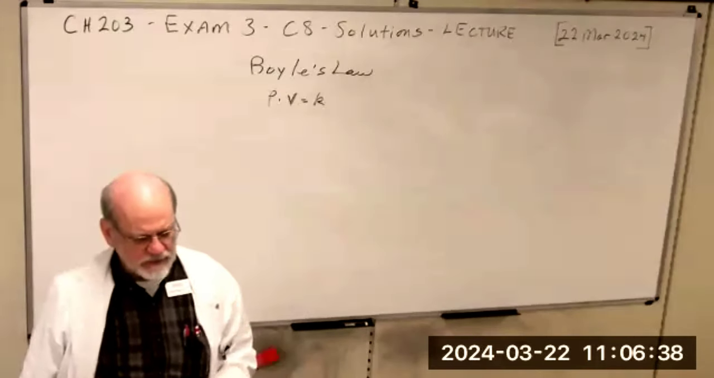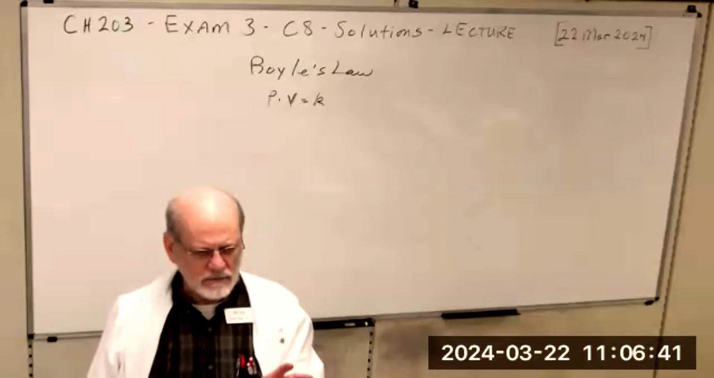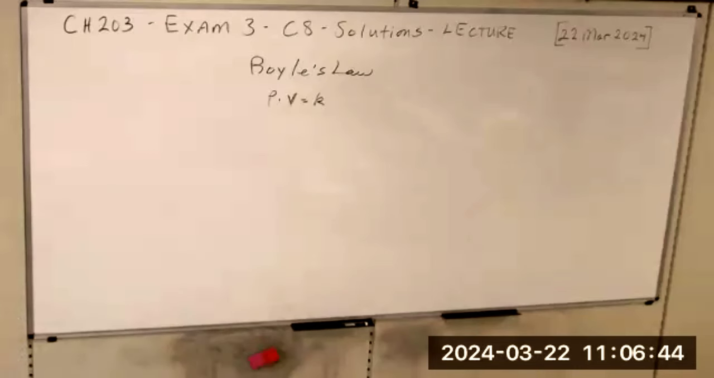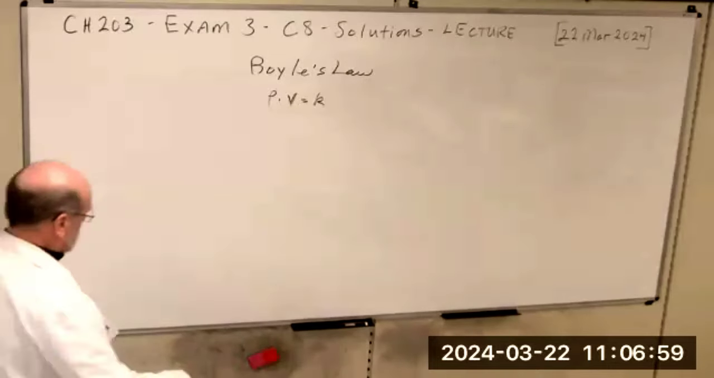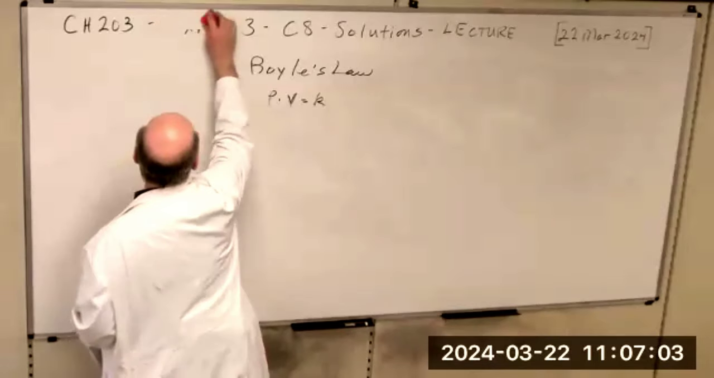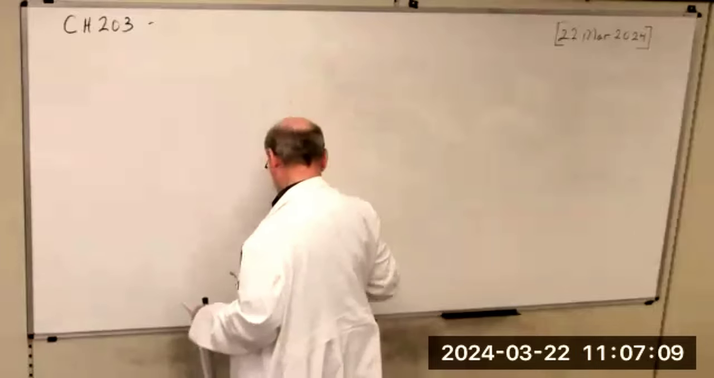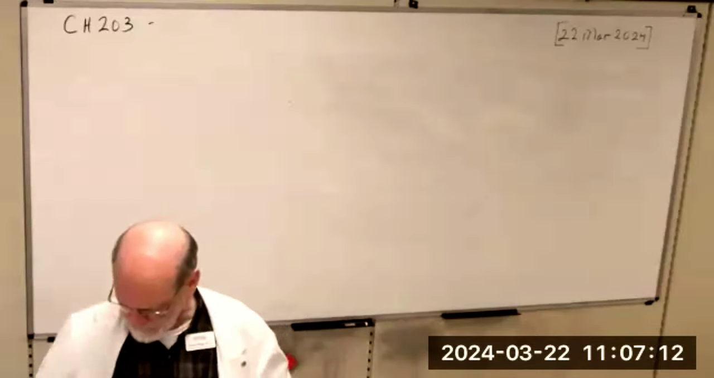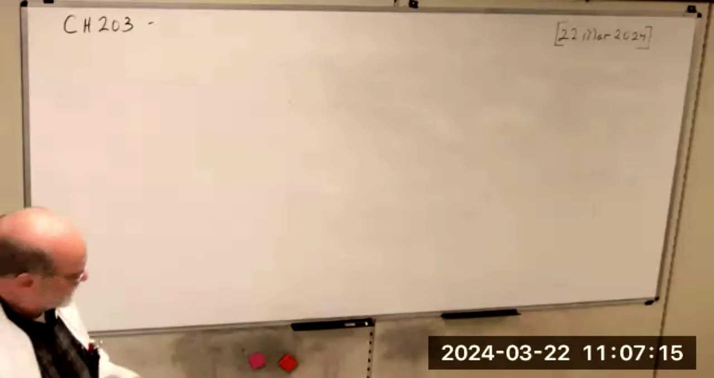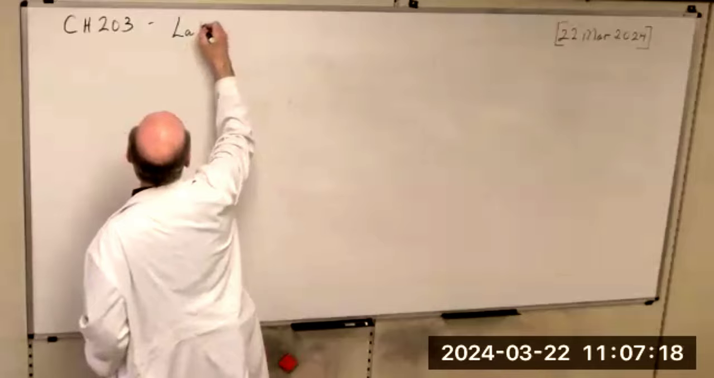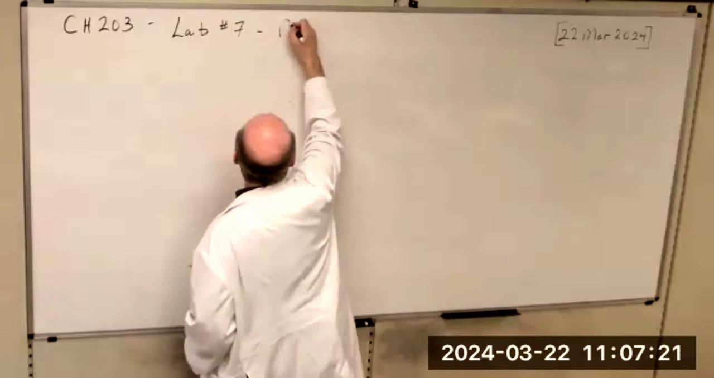Let's see. We didn't talk about this one yet, did we? No, we didn't. Okay. So why don't I, we'll do a little preliminary then. Just have to find it. Here it is. All right. Well, in that case, let's change this. And in which lab is this? This is lab number 7. Boyle's law.